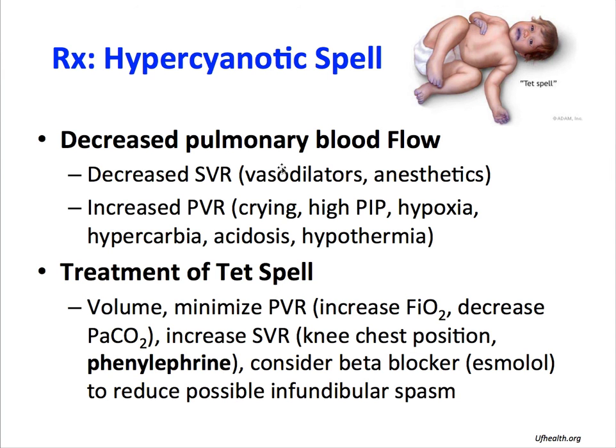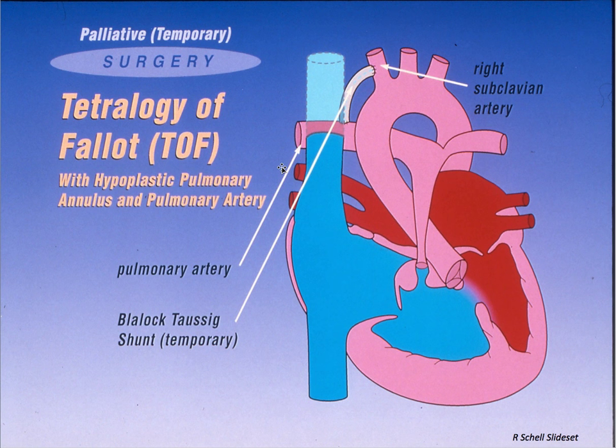And we can do a knee chest position to kink off those femoral arteries, raise the systemic vascular resistance, and also treat that TET spell. But phenylephrine, volume, and occasionally beta blockers if the mechanism is the infundibular spasm, that is the outflow to the right ventricle, the muscle is spasming, and beta blockers can treat that. Classically, phenylephrine and volume are what we use, however.